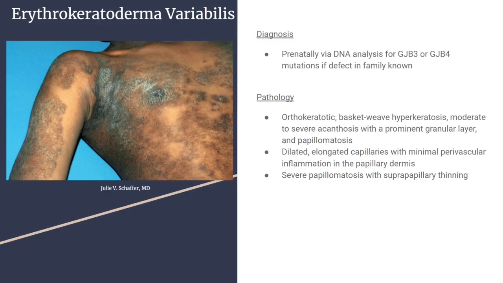Mutations are often what we target for diagnosis, so DNA analysis of the GJB3 and GJB4 mutations. Pathology, I have it listed out here. You're going to see orthokeratotic vascular weave hyperkeratosis, maybe severe acanthosis, a prominent granular layer, severe papillomatosis, depending on the findings in the area, suprapapillary thinning. But ultimately, you're able to help treat this, mitigate the process, and hopefully it stabilizes as they get older.